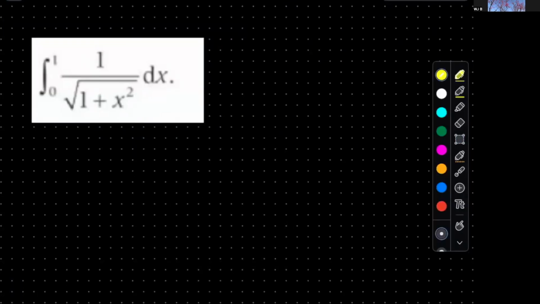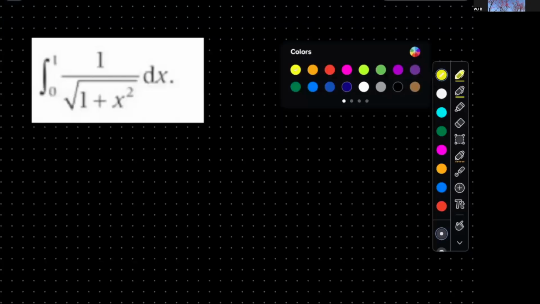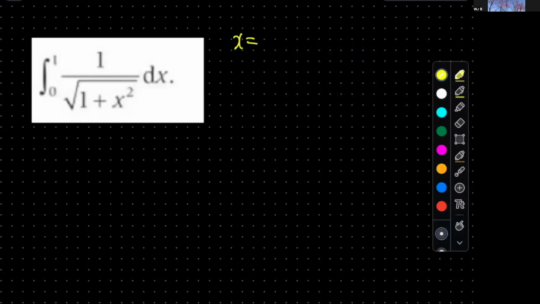What do you think? 50-50. I want you to just tell me whether it's going to be substitution or by parts. Yes, it is going to be substitution. What substitution do you think we should make? Very good.